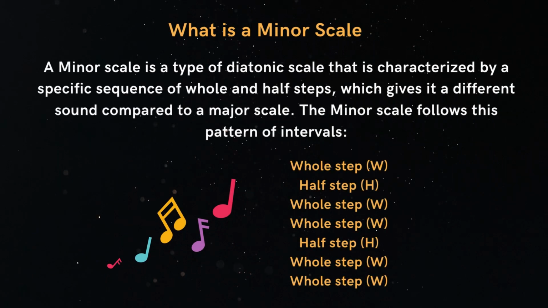What is a minor scale? A minor scale is a type of diatonic scale that is characterized by a specific sequence of whole and half steps, which gives it a different sound compared to a major scale. The minor scale follows this pattern of intervals: whole step, half step, whole step, whole step, half step, whole step, and whole step.